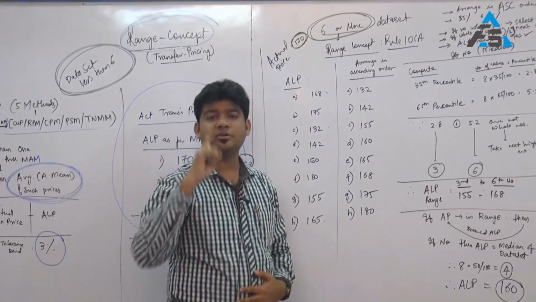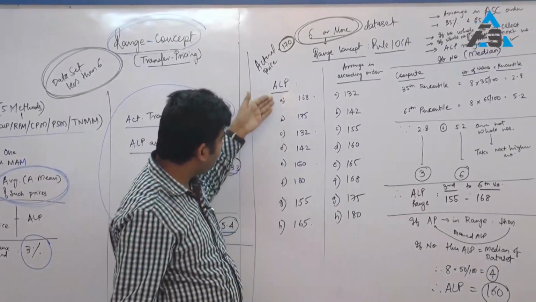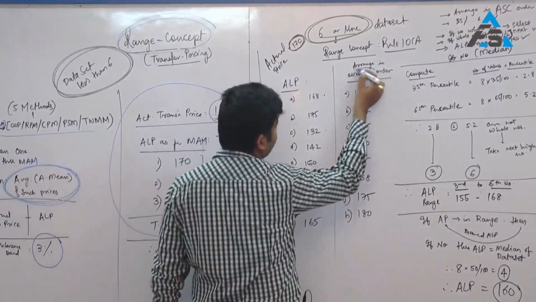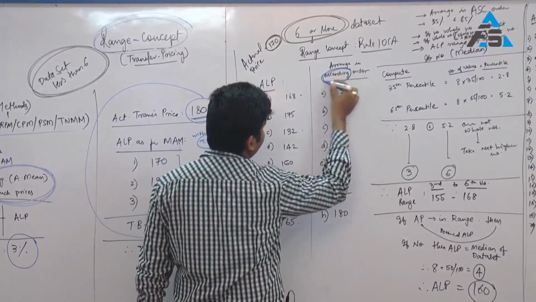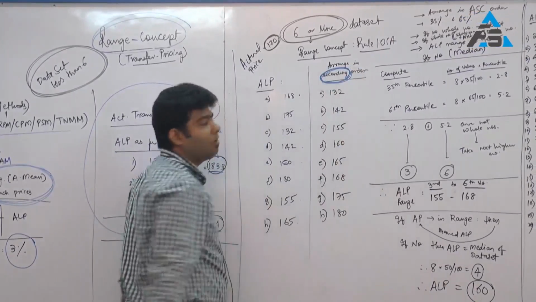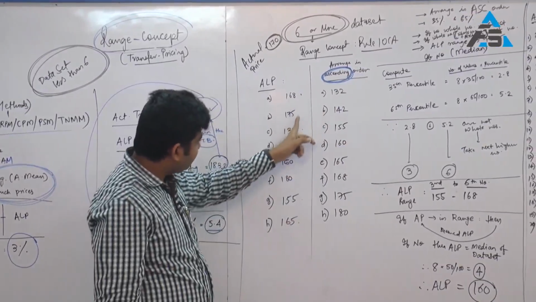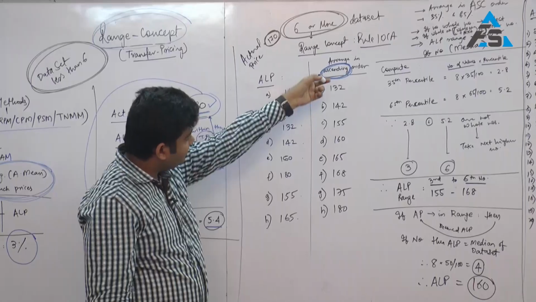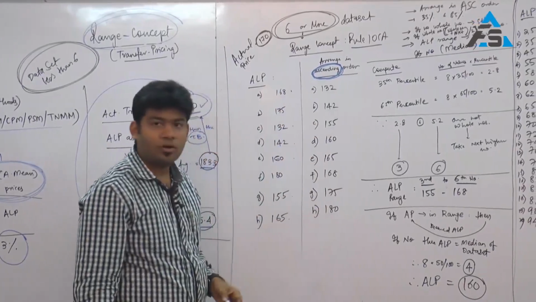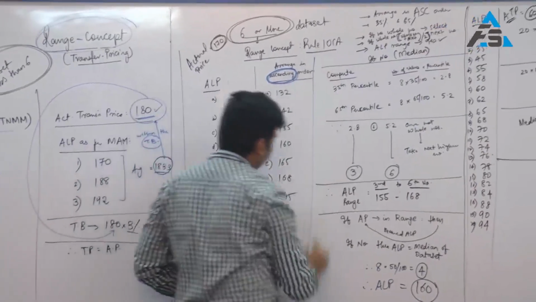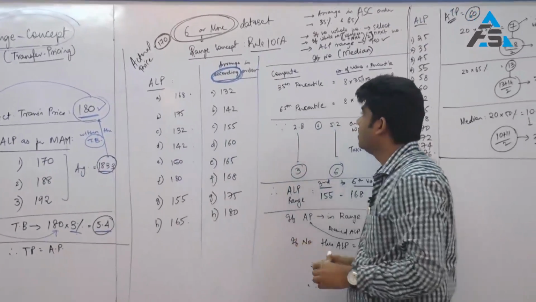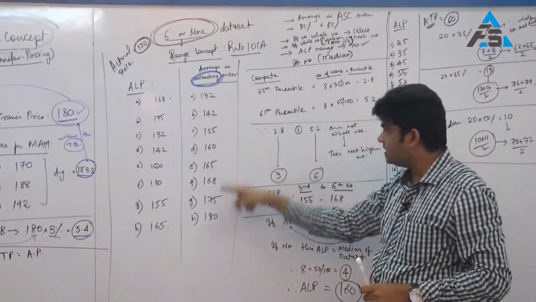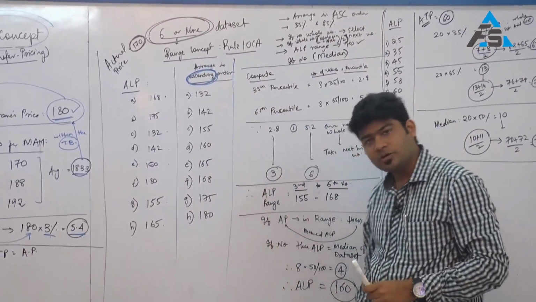So the first thing that you have to do is arrange the data set in ascending order. So 168, 175, 132, 142, 160, 180, 155, 165, all of them arranged in ascending order. Once this is arranged, chote se bada is what we will do, ascending order.